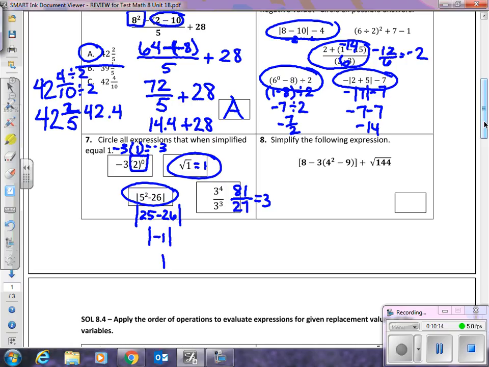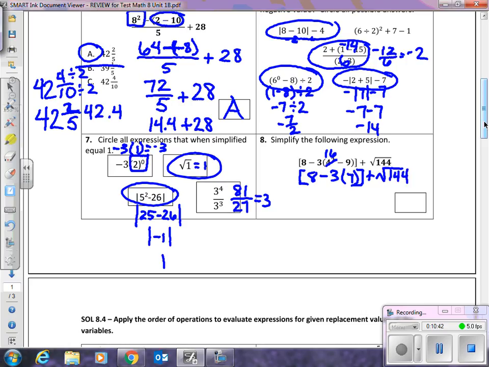For number 8, we're back to an order of operations problem. So we want to go through PEMDAS on its own and see if we can end up with the correct answer. There's a lot of grouping symbols in this problem that you want to take care of first too. All right, so stay in the brackets, and in the brackets go inside the parentheses, and in the parentheses go to the exponent. 4 squared turns into 16. Then stay in those parentheses, so 16 minus 9 is going to make 7. You have 8 minus 3 times 7, still in brackets, plus the square root of 144.